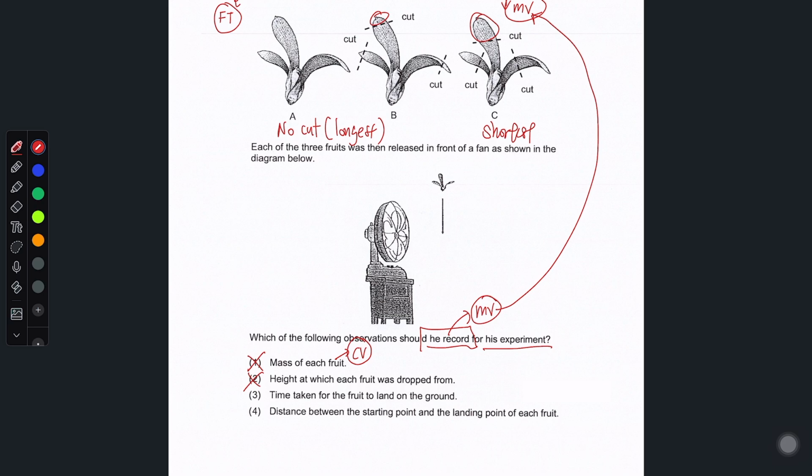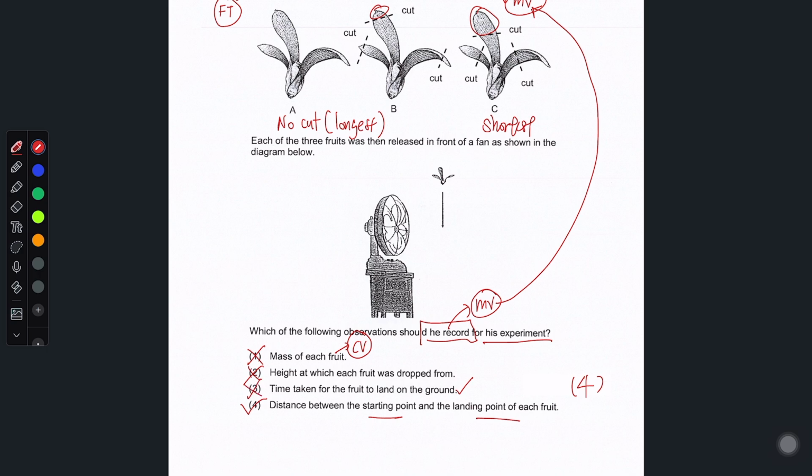Time taken for the fruit to land, this could be one measured variable, but you take a number for the distance between the starting and the landing point. This should be the actual answer. 3 is wrong; most of the time it could be used as a measured variable or a result when we talk about this kind of question, but in this case we are not talking about time, we are talking about distance. So distance will be the more accurate one, which is also stated over here, affect the distance it traveled. So the fruit will drop here, so you'll probably measure the distance, and this will tell you how far it is being dispersed.